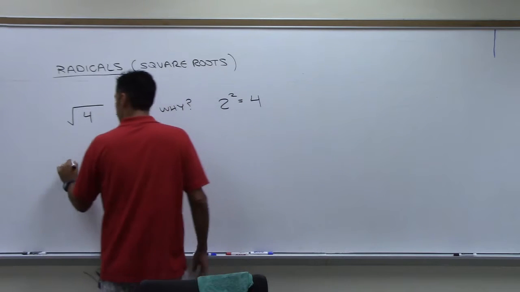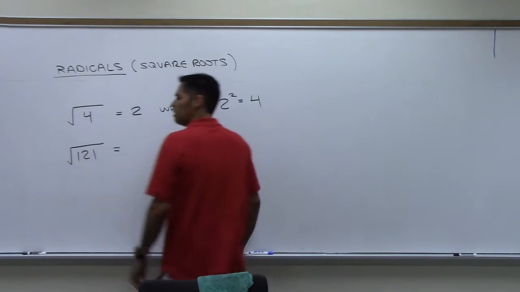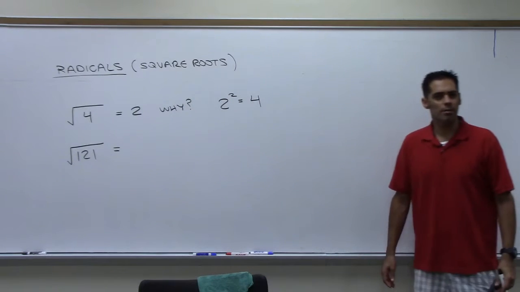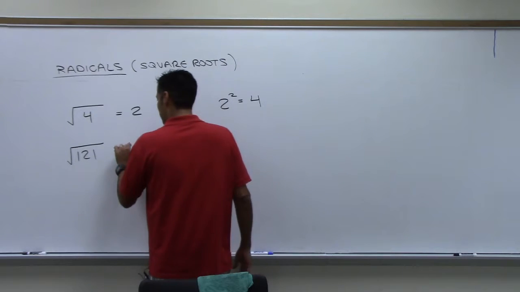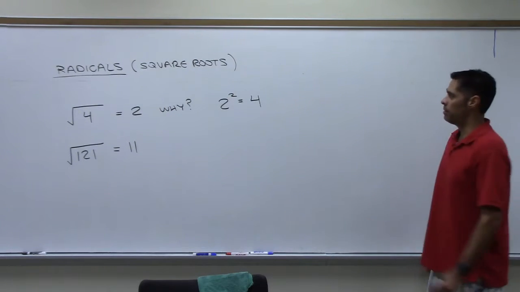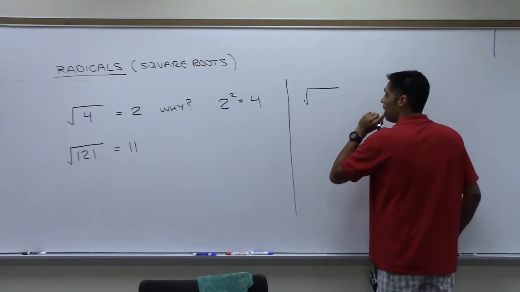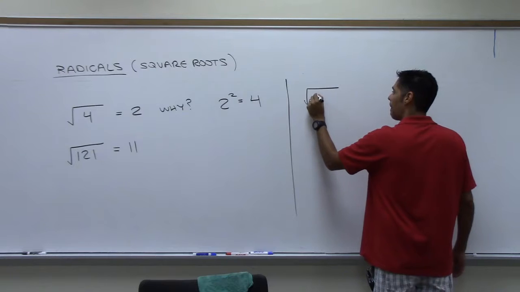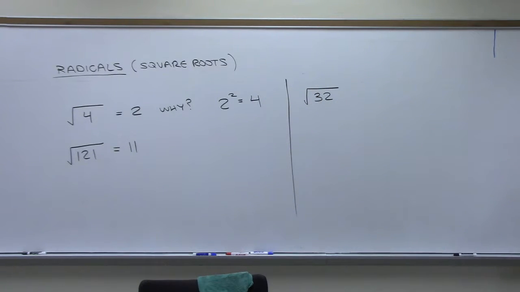And I can do this for all sorts of things, right? We have very common ones that we should all kind of be familiar with. 121, that's a perfect square. It's 11, right? And then we have less common ones that are harder to come up with. What's that? Root 32?